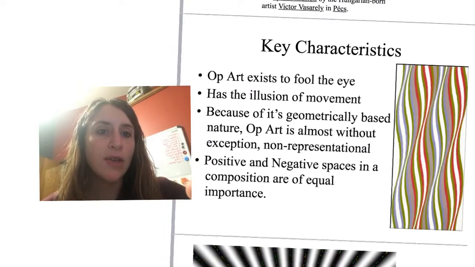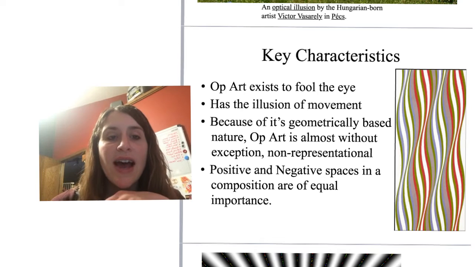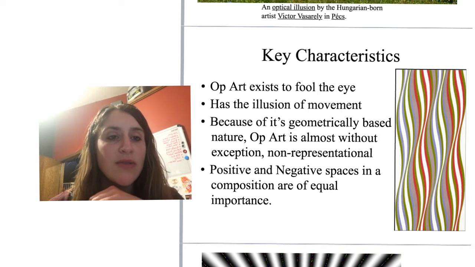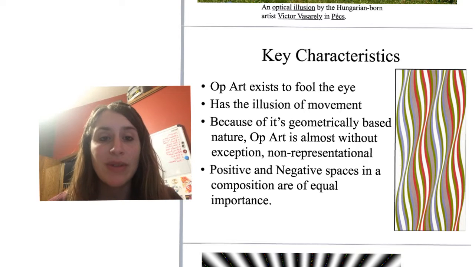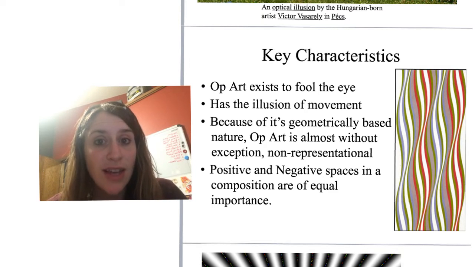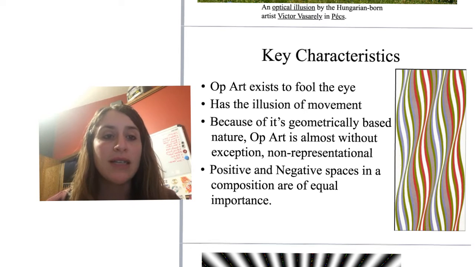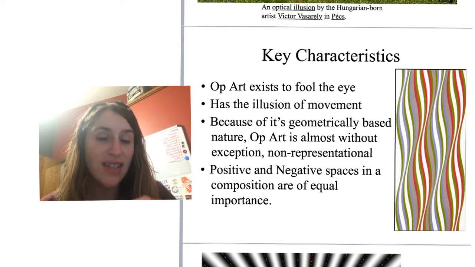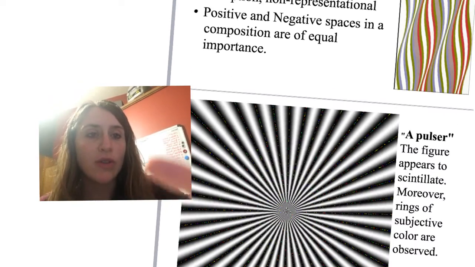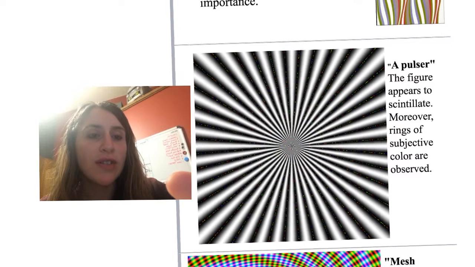Okay. Key characteristics: it exists to fool the eye, has the illusion of movement. Because of its geometrically based nature, op art is almost without exception non-representational. That means it doesn't represent any real objects. It's just what it is: colors, lines, shapes, patterns. Positive and negative spaces in a composition are of equal importance. The positive space is what you actually see, what's there, and the negative space is like the white spaces in between. And op art utilizes those very strongly. I'll show you a few examples here.